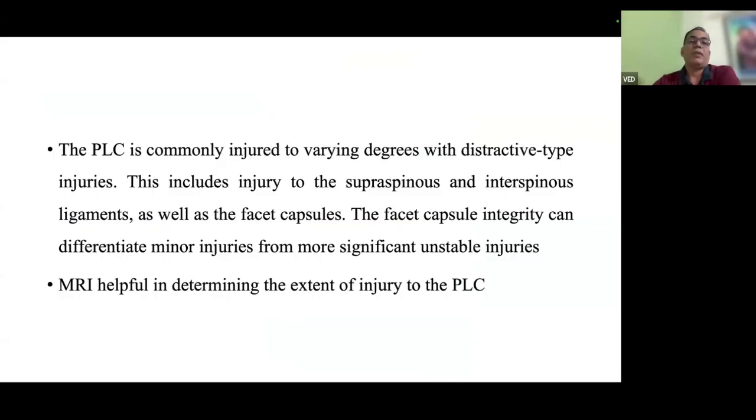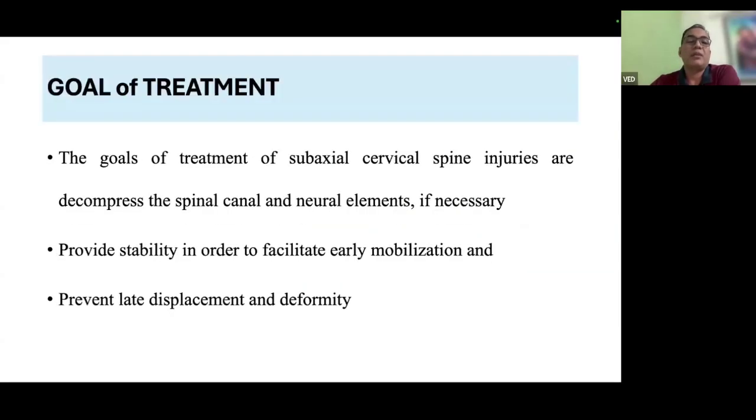The posterior ligamentous complex is commonly injured to varying degrees with distractive types of injuries. These include injury to the supraspinous and interspinous ligaments as well as the capsule of the facet joint. The facet joint capsule integrity can differentiate minor injuries from more significant unstable injuries. That's why MRI becomes mandatory in these cases. But there are studies which show that even the integrity of the facet joint capsule has been missed in several cases, even with MRI.